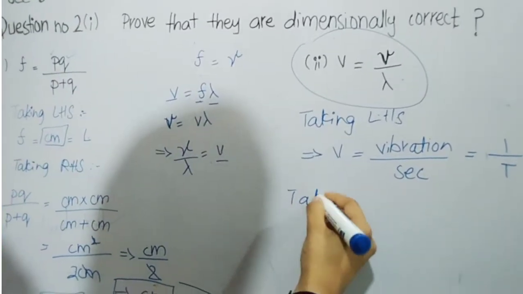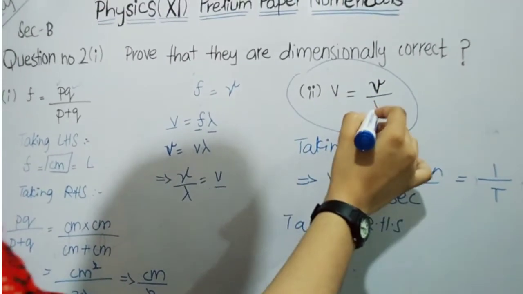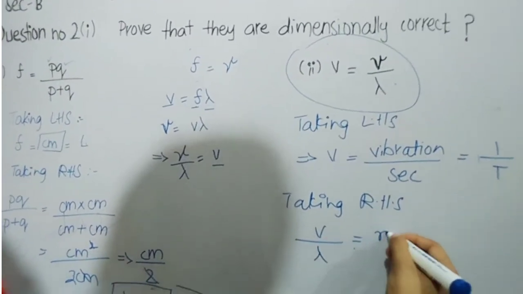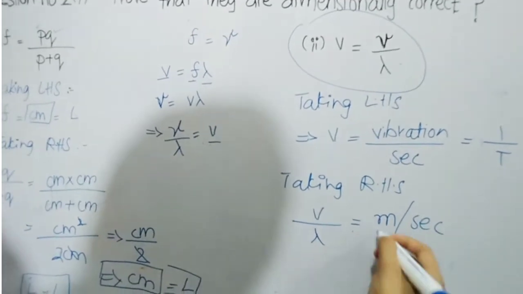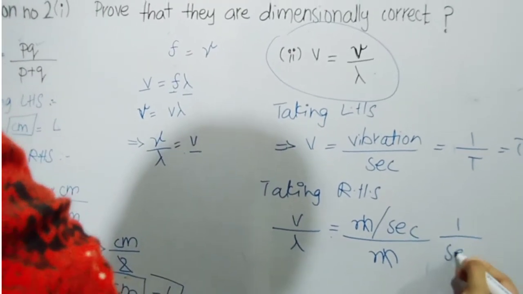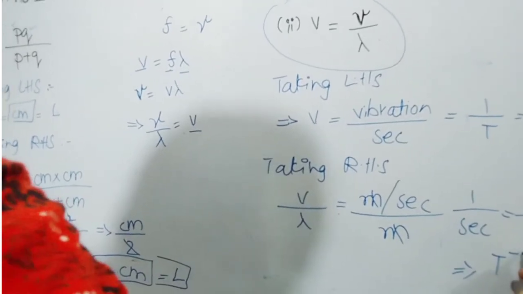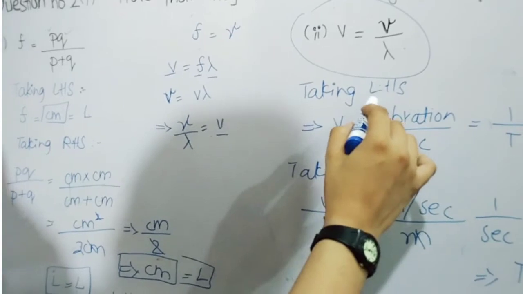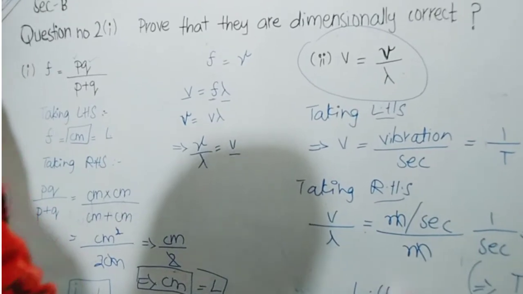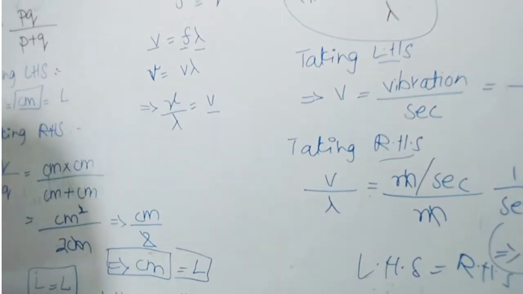Now we're going to take the RHS, right hand side of the equation. We know that this is velocity, this is frequency, this is wavelength. So we're going to take the velocity upon wavelength. The velocity is always meters per second, whereas our wavelength is denoted by meter. Now meter and meter cancel each other, so in short I got 1 upon second, which in other words is 1 upon T, or dimensionally can be written as T negative 1. Hence it is proved that on the left hand side we have T negative 1, on the right hand side we have got T negative 1. This equation is dimensionally correct. So in the end we're going to write that LHS is equal to RHS, that means left hand side is equal to the right hand side. This brings us to the end of question number 2 part 1.